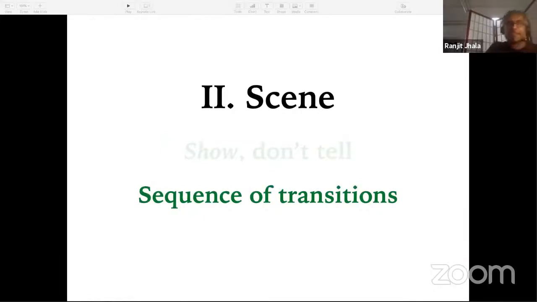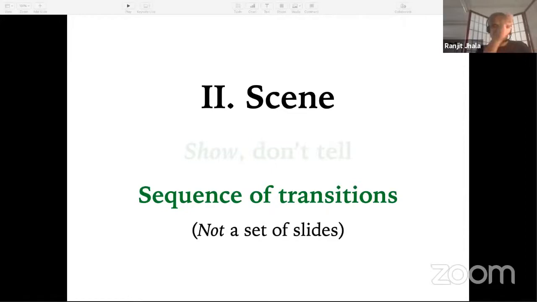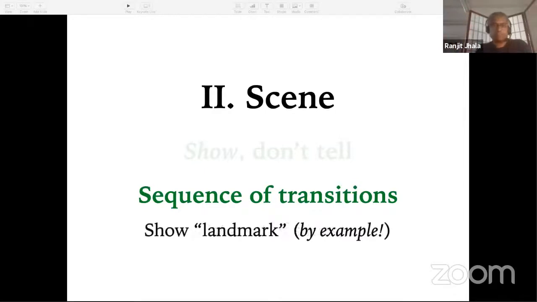So specifically, my goal is to help you think of a scene as essentially a sequence of transitions, not an individual slide. The reason I use the word scene is I really think of it as an entire 5-minute segment, a trajectory that gets you from one point on your path to the next landmark. So don't think of a scene as a set of slides. Think of it as a whole sequence of transitions.